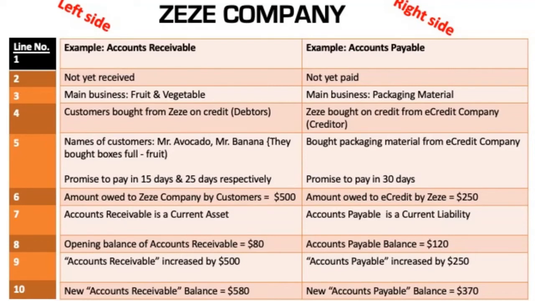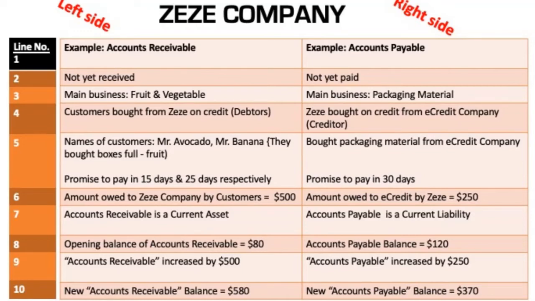Now, at that moment of giving them the boxes of fruits, Zeze Company didn't get cash. Zeze Company only got the promise to be paid. Because that is an asset to Zeze Company. That money is an asset to Zeze Company. Then they will be entered under accounts receivable. Those are accounts receivable.